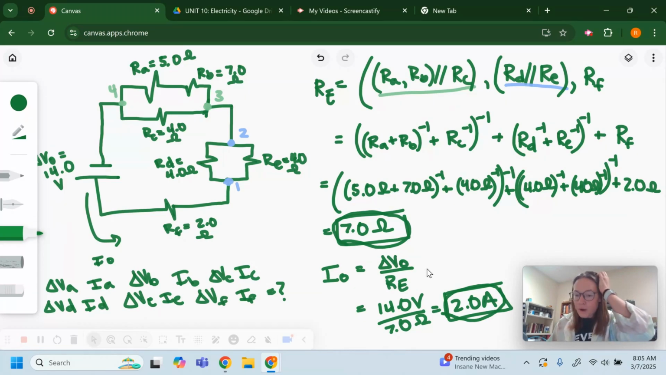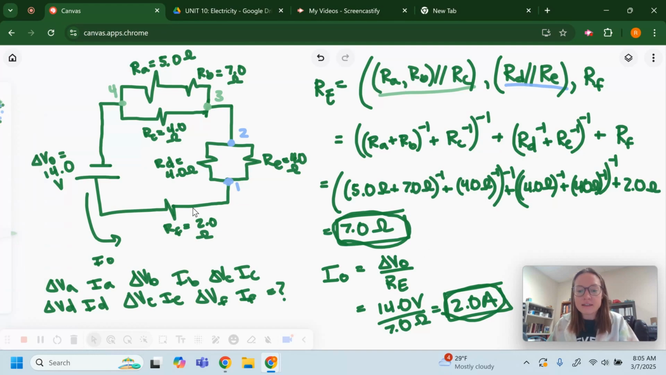I like to start with things that are really easy to find. So I am always just looking for what's the easiest next thing to look for. For me, when I'm looking at this circuit, I think the easiest next thing to look for is going to be IF. And here's why: isn't the total current in the circuit all going to flow through RF? So that says to me that IF is going to equal I naught. Another way to think about this is that RF is in series with everything, and if it's in series with everything, then it's going to experience the same current as everything else.